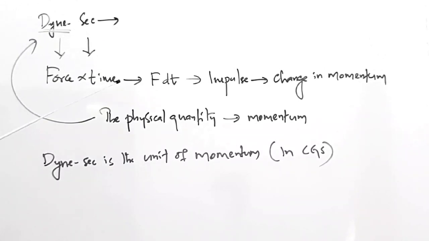You are familiar with this thing, that is F into dt, that is force into time, that is impulse. Impulse is change in momentum. In the options they have given force, work, momentum and angular momentum. So no impulse is there. So the physical quantity associated with dyne second is momentum. So dyne second is the unit of momentum in CGS system.